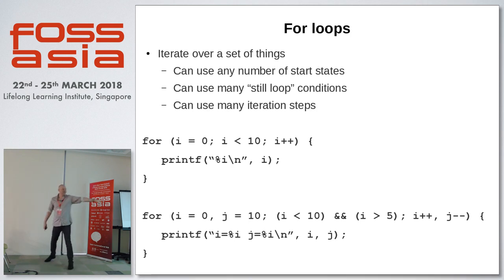The cool bit is, you can make them do two things at the same time, like go through two variables simultaneously. Start i at 0, j at 10. If i is less than 10 and i is greater than 5. That should be j is greater than 5. I'm terribly sorry, typo. If j is greater than 5, increment i by 1 and decrement j by 1. And then that'll only go over a certain subpart of the loop.